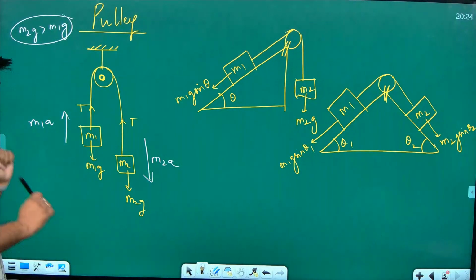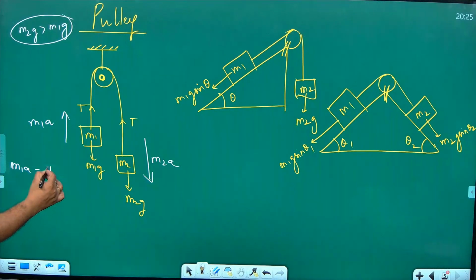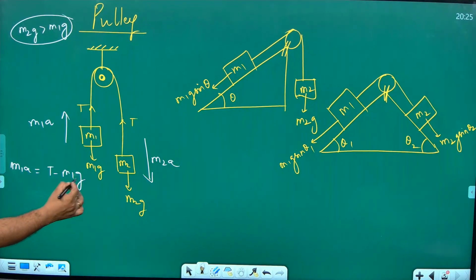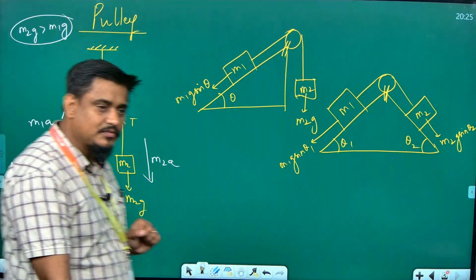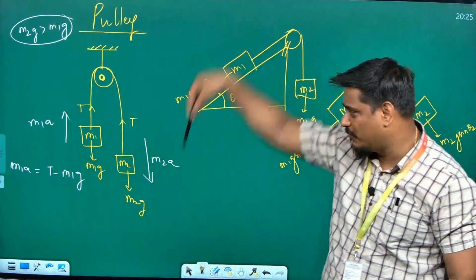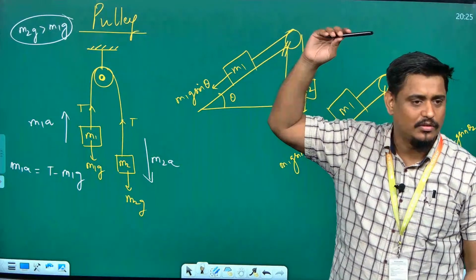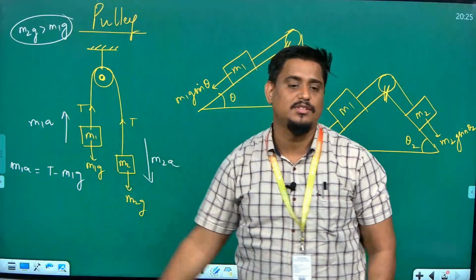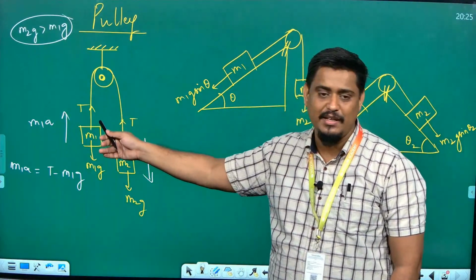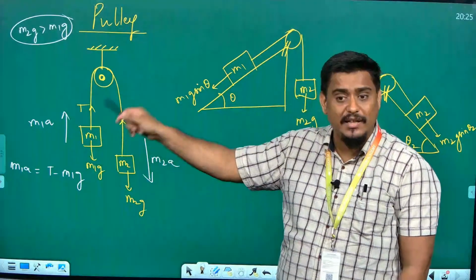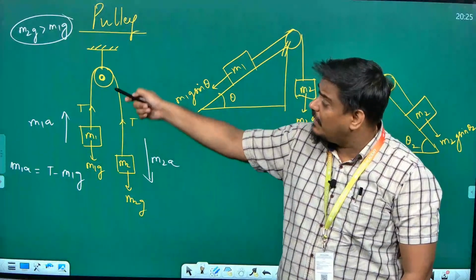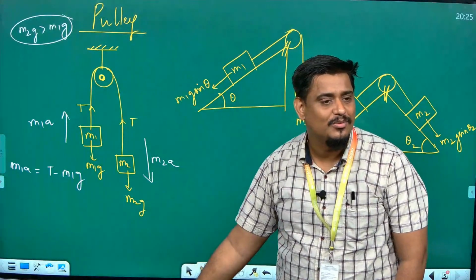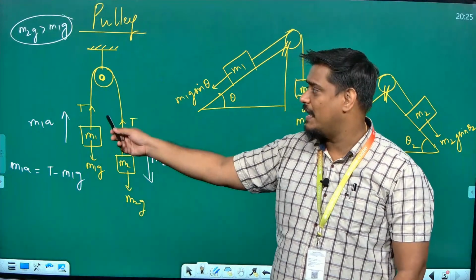Now, equation making is the most important part of this kind of topic. m1a will become equal to what minus what? T minus m1g. Do you agree with me? Since tension is more than m1g, that's why the body is moving upwards, no? So upward greater force minus smaller force is the net force. If tension is more than m1g, only then can the body go up. If tension were less than m1g, the body would come down. Since the body is going up, I have written T minus m1g.